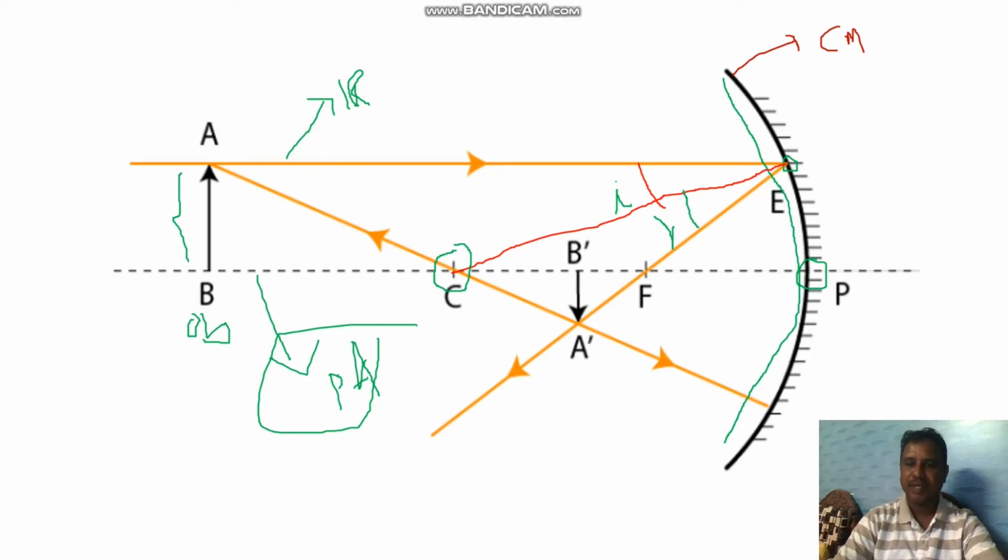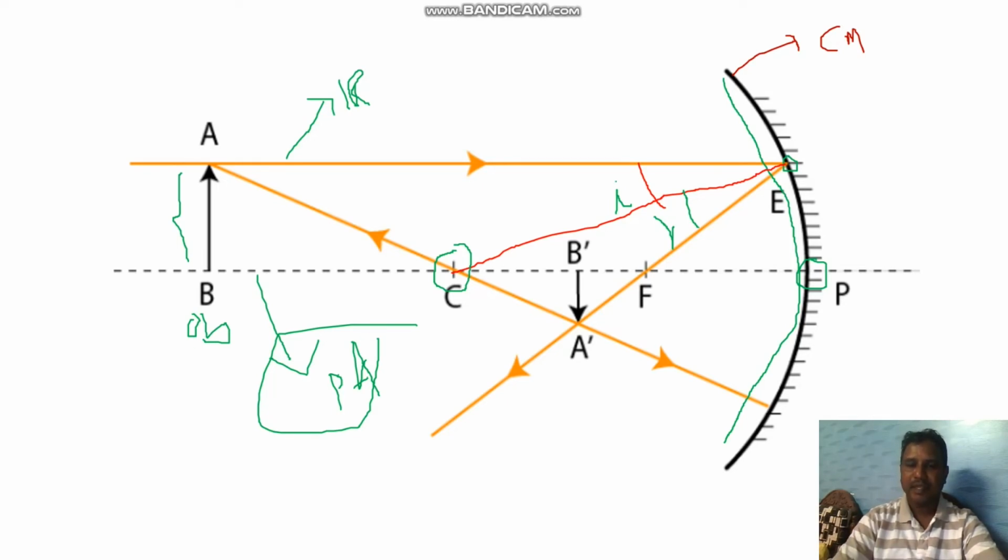So which is a normal? How to draw a normal? How many normals will there be? Can you imagine? There are an infinite number of normals, because we have an infinite number of points on the circle. From each point to the center of curvature, there will be so many lines. So all the lines will become normals.